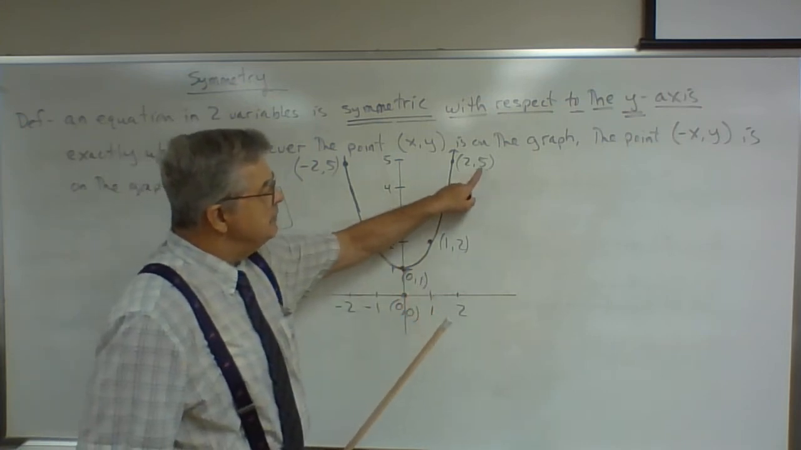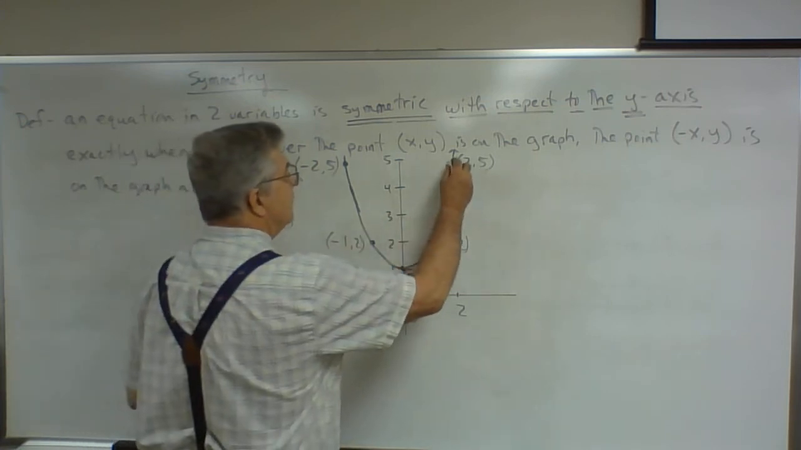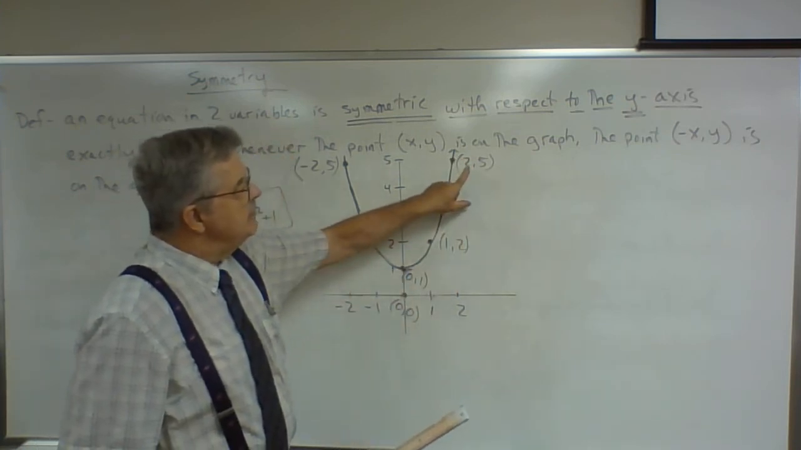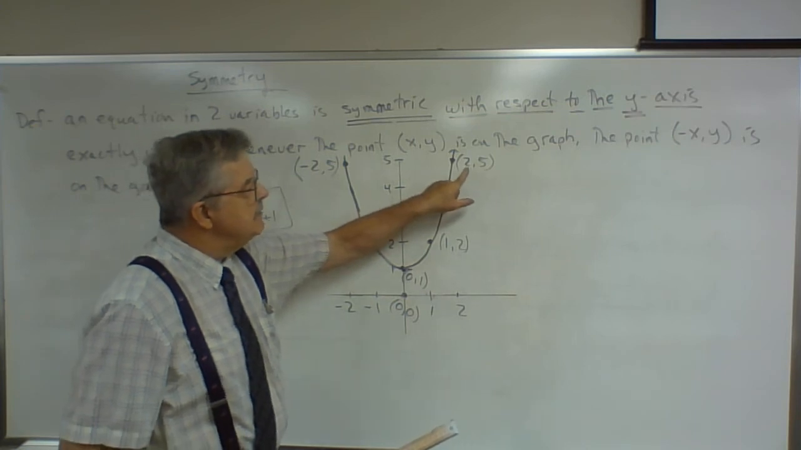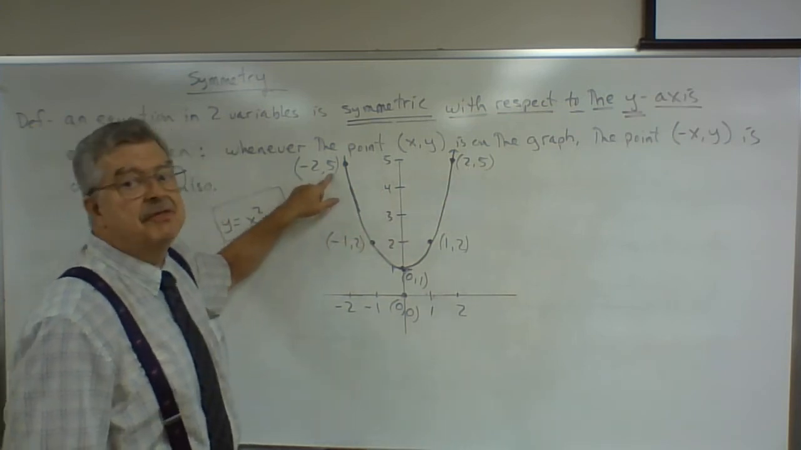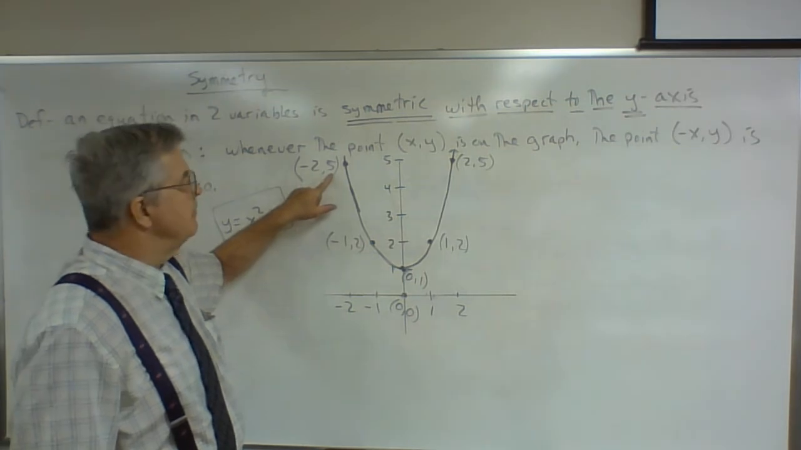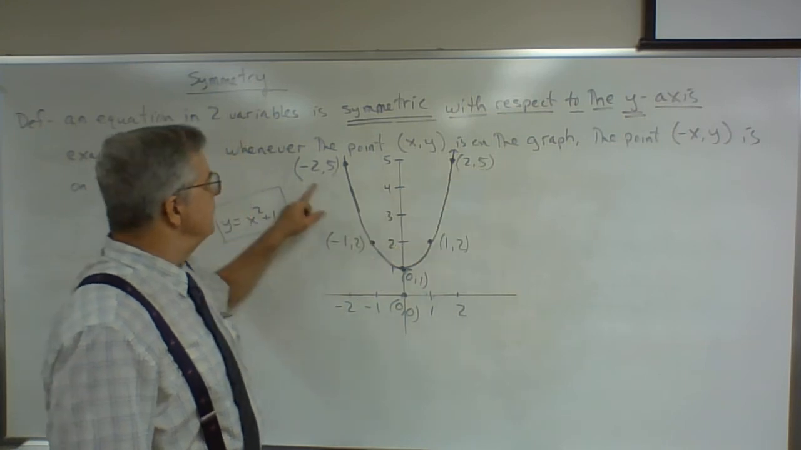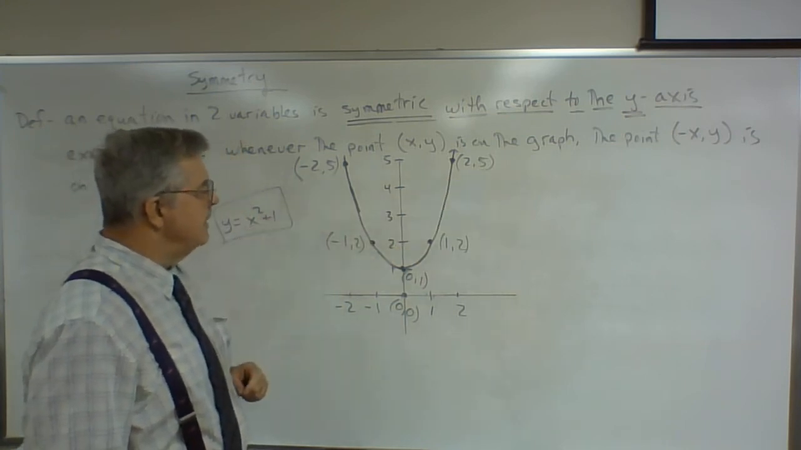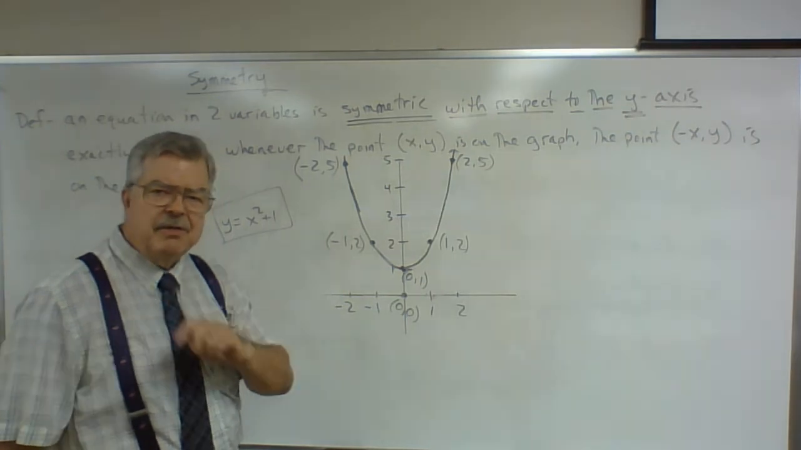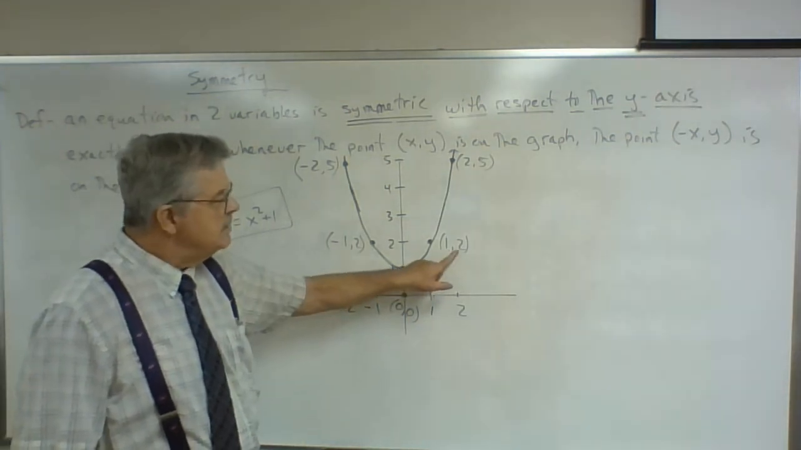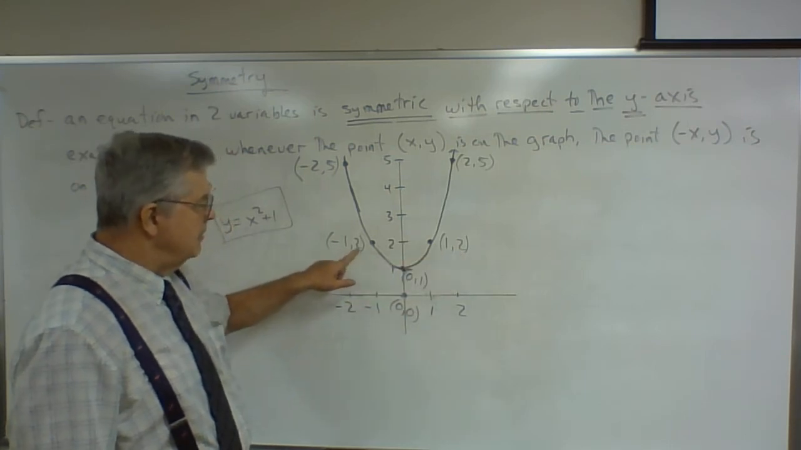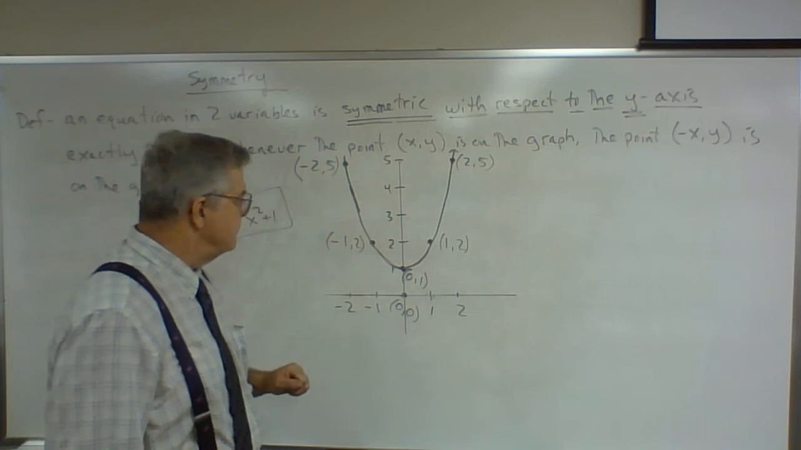And positive 2, 5 is a point on the graph. Take 2, plug it in, we get 5. Take the negative of 2, plug it in, we get the same y coordinate, 5. So if 2, 5 is on the graph, negative 2, 5 is on the graph. And it seems to work for all of the points on the graph. 1, 2 is a point on the graph, and negative 1, y equal 2 is a point on the graph.